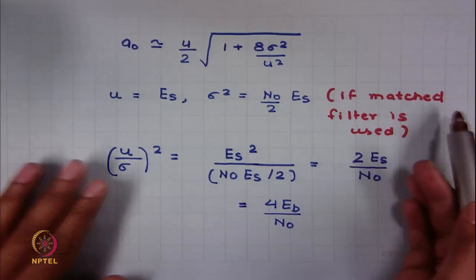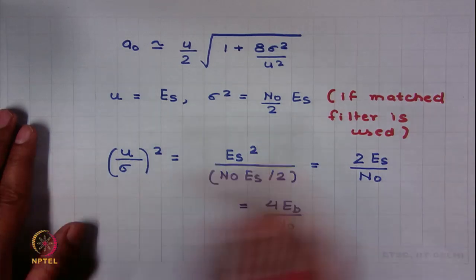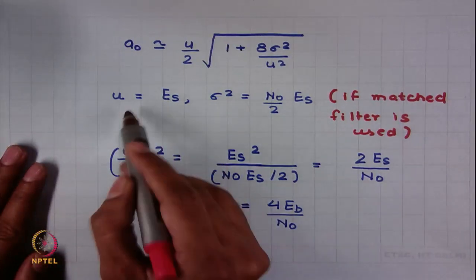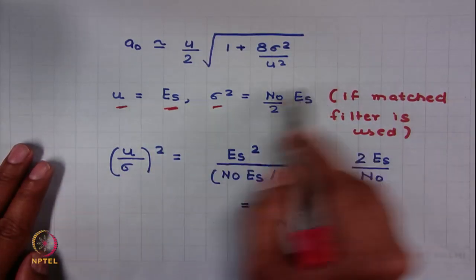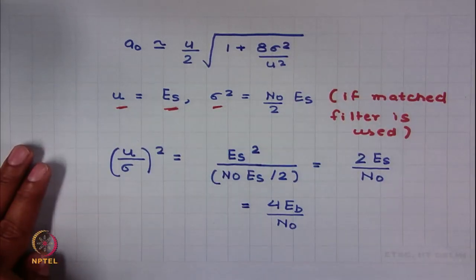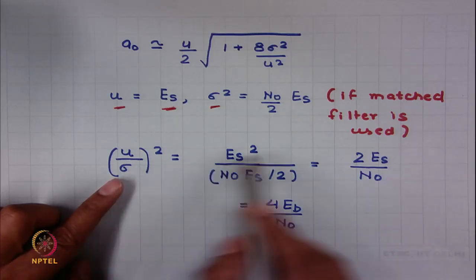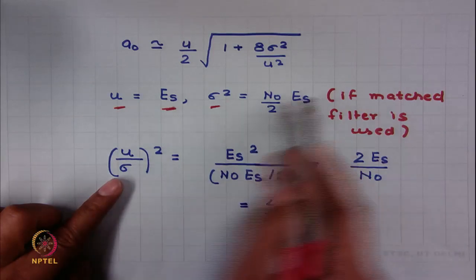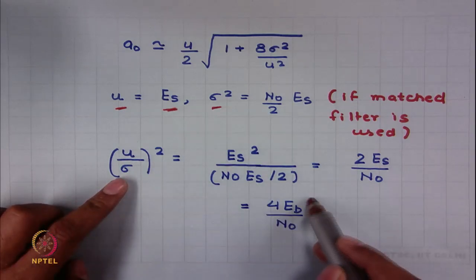Now, we use the properties that we have learned while covering the matched filter, that if I use a matched filter, which I will because it is the most optimum filter to use, my u is simply E s and my sigma square is n naught by 2 times E s, and this we have seen even in the last lecture. So, from this, the square of u by sigma is E s square divided by n naught E s by 2. I am simply substituting these numbers here, and from here you get that this is 4 E b by n naught.